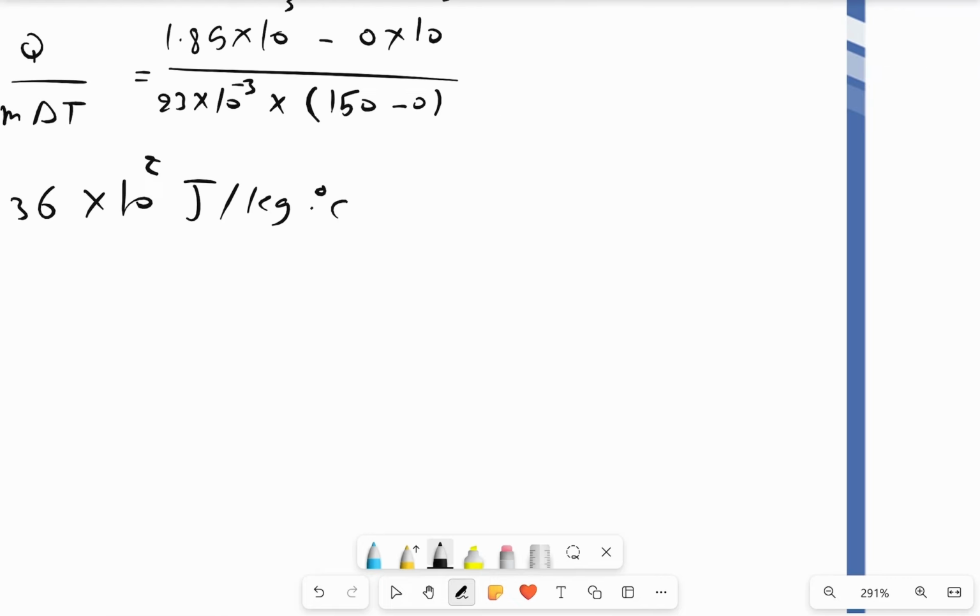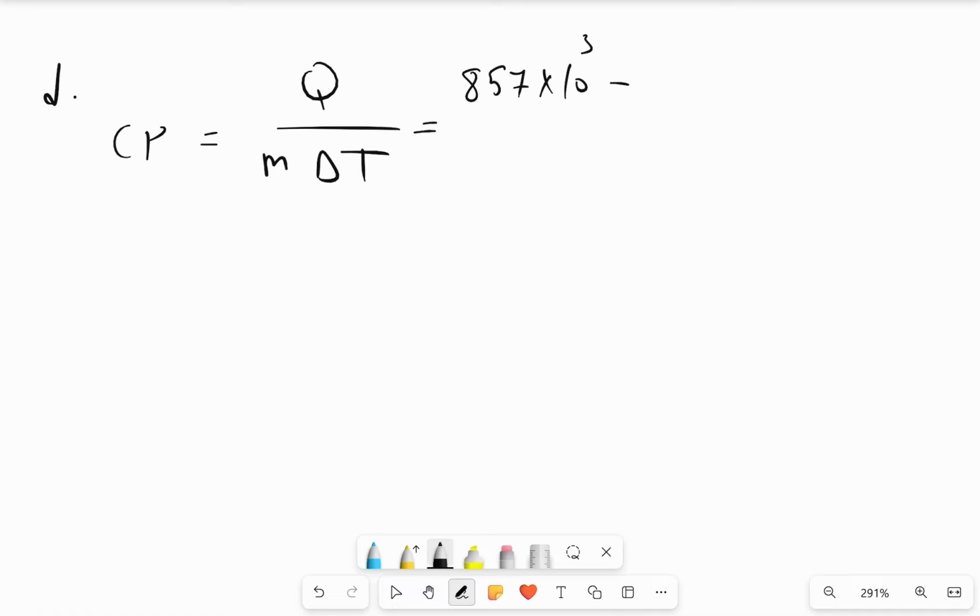Now, as usual, Cp is equal to Q divided by mass multiplied by delta T. So Q is going to be 857 times 10 to the power of 3 minus 855 times 10 to the power of 3. You can first subtract them and then put them in the equation, it doesn't matter. Or you can just write the numbers in a bracket and then multiply it by 10 to the power of 3. It's the same thing.